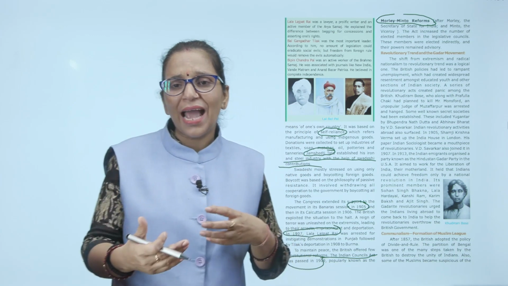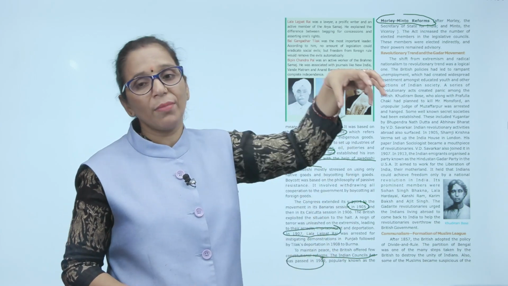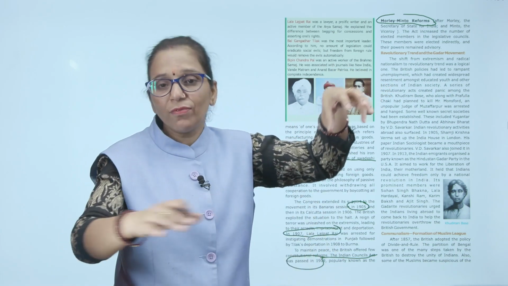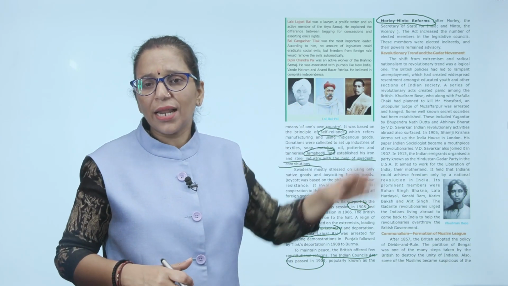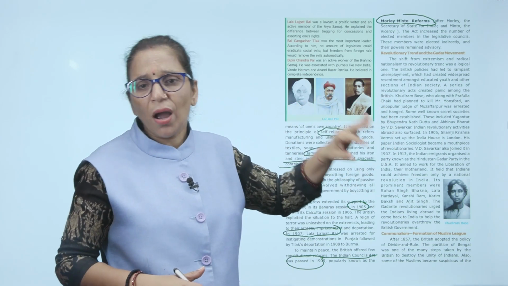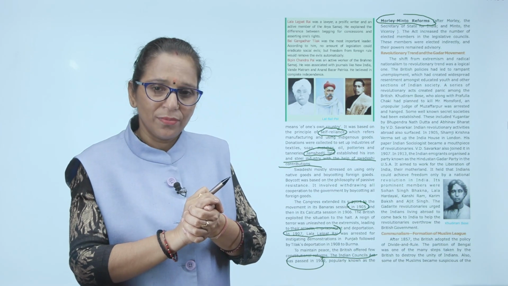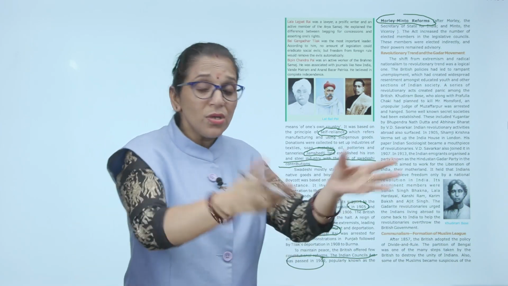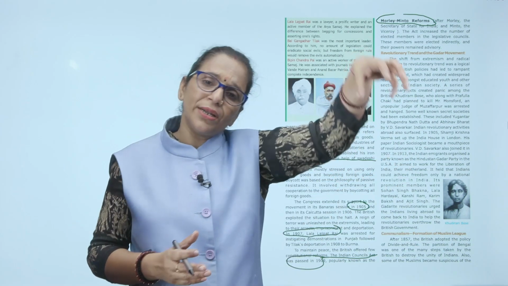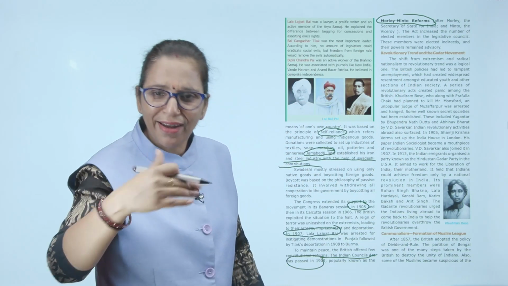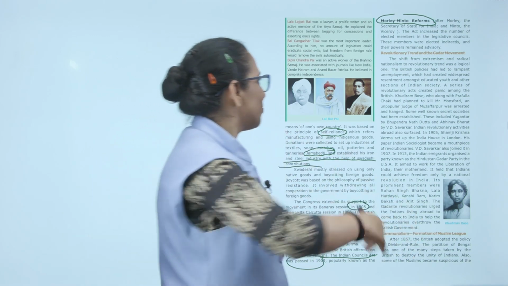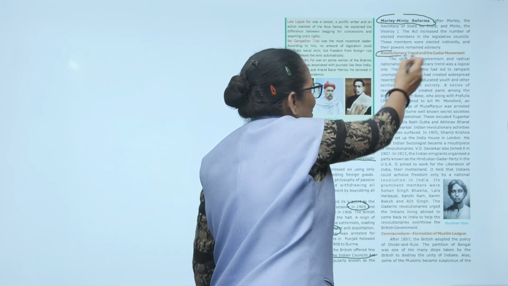What happened in this act? They increased the number of elected members in the Legislative Council. And these members were elected indirectly and their power remained advisory. Means they had given us, okay, look, in the Legislative Council, now more Indians can work. Then what happened? Revolutionary trend has started. Now you cannot stop the Indians, and the Gadar movement was also there.